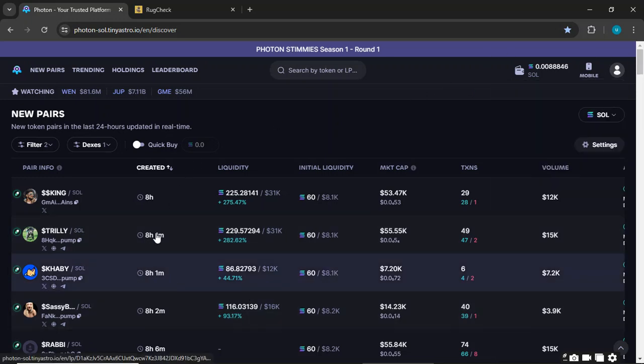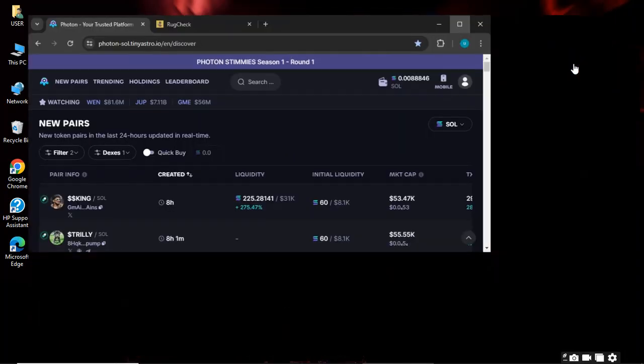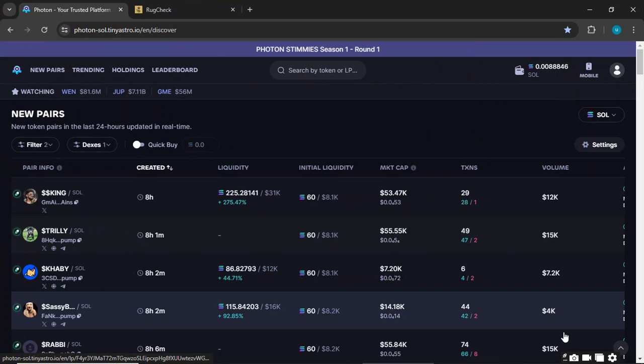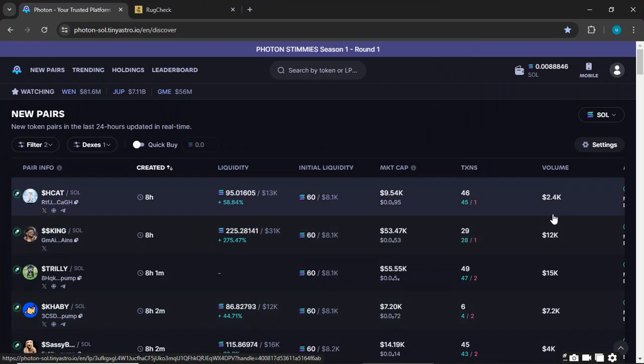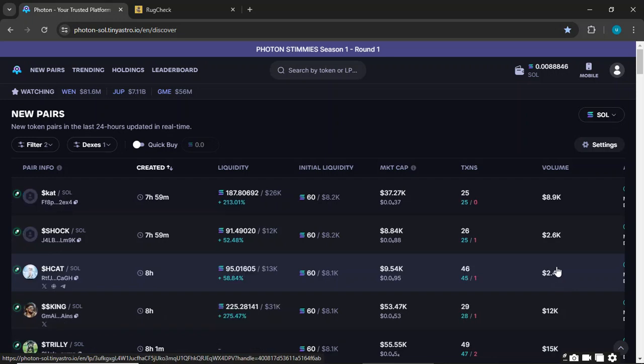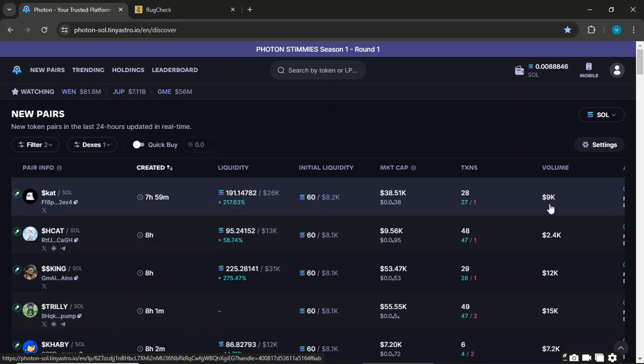Now let's just do a round check. As you can see, the things you need to take note of before you check into any token: first thing you are concerned about is the volume. The more the volume, it's going to give you bigger reasons or a bigger positive vibe, let me put it that way.